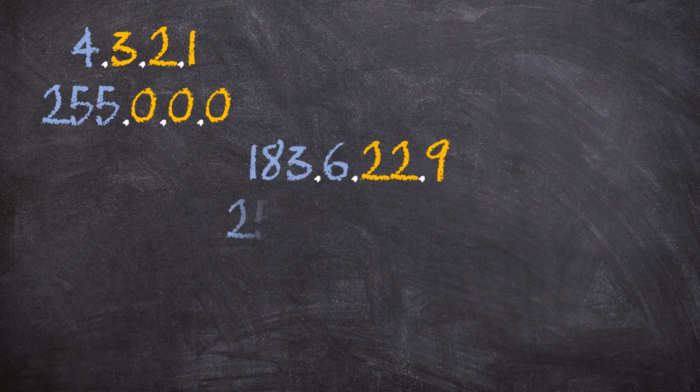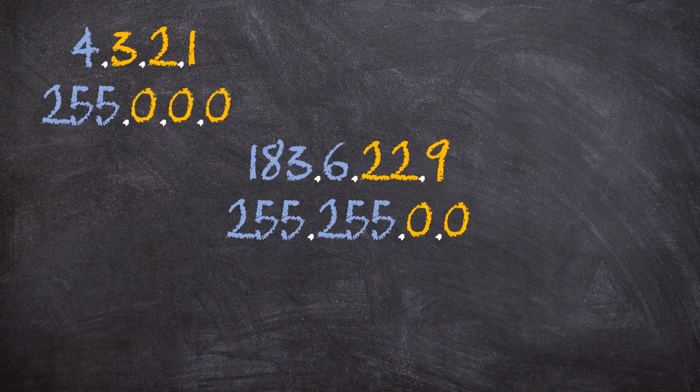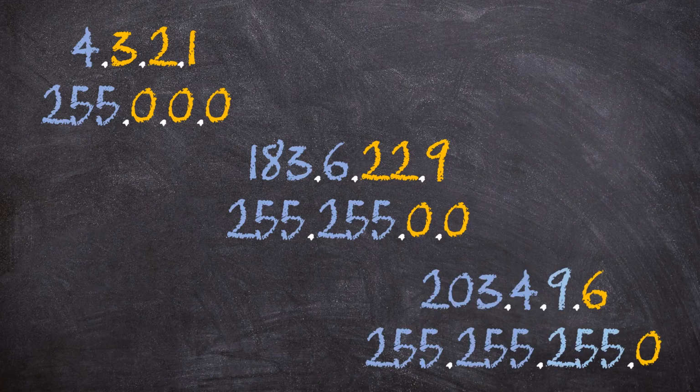A Class B address follows the same rules. 16 bits for the network, set to 1, and the host bits set to 0. And finally Class C. Well, you get the idea by now. Is this making sense so far?